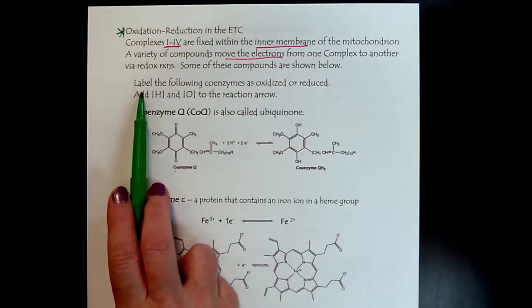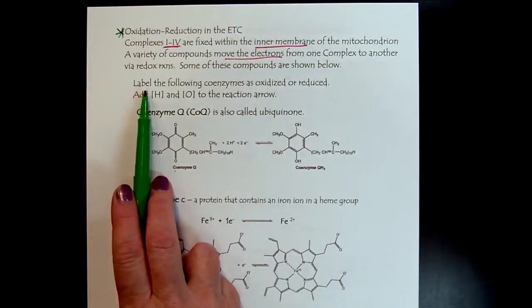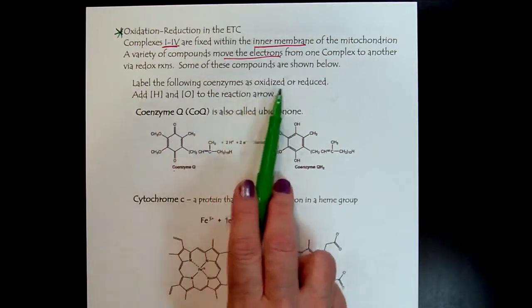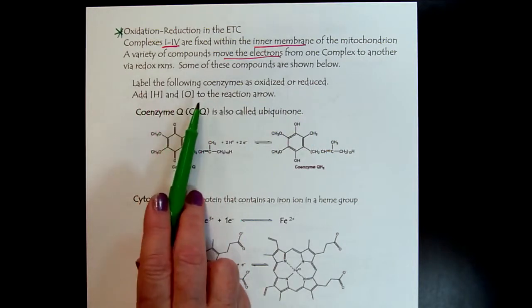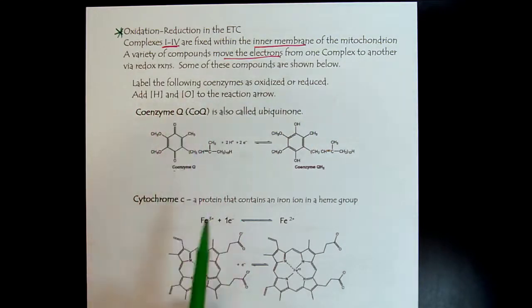Alrighty, so there's two tasks here. Label the coenzymes as oxidized or reduced, and then add the appropriate label to the reaction arrows, right? Because during the electron transport chain, if we're going to have oxidation and reduction reactions, we need oxidizing and reducing agents to do the complement reaction so that we can have the handoff. This would be a good place for you to pause the video and see how well you do on your own, and then we can compare answers.